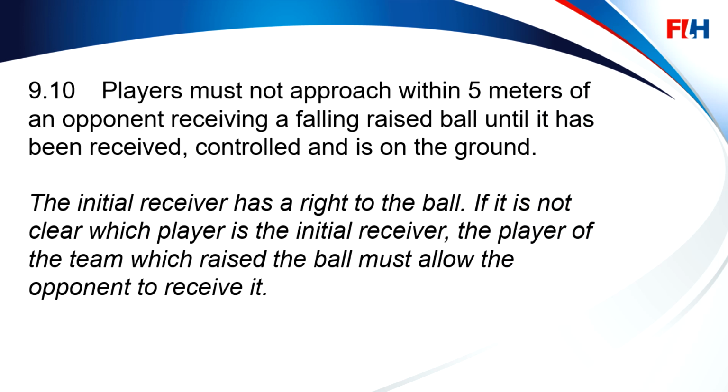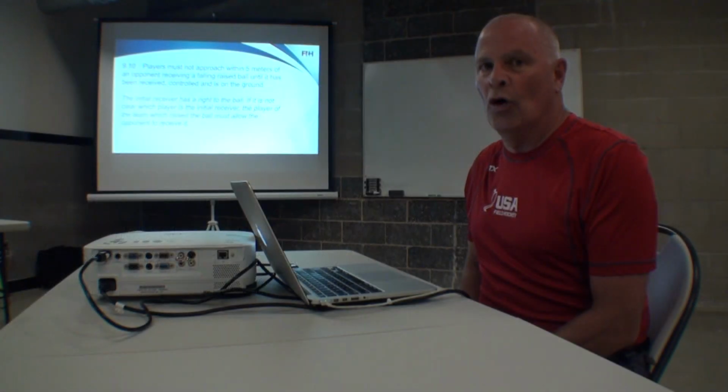If it is not clear which player is the initial receiver, the player of the team which raised the ball must allow the opponent to receive it. Therefore, if two players are in close proximity as the ball is falling, the team who did not put it up, when it is unclear, must not make any actions towards the play that could interfere with the other player receiving, controlling, and getting the ball on the ground.